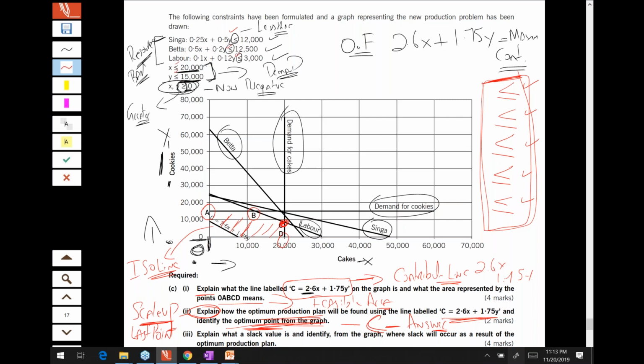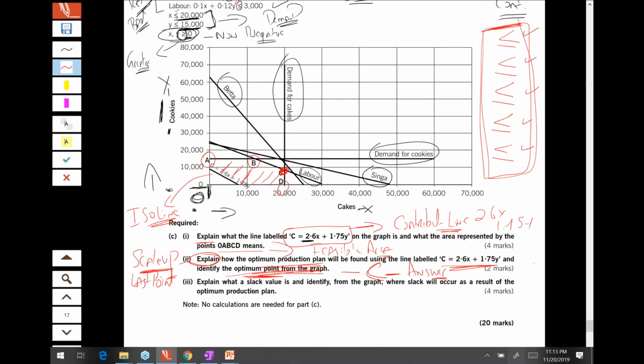This is the best way to find out. So you've just seen here how we scale up. You scale up the line, and the last point it touches will be the answer. So C is the answer. You have to explain: you scale up, the last point is the answer, that is C. Simple.